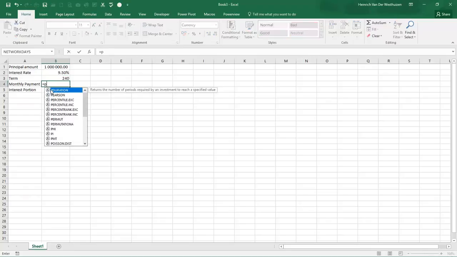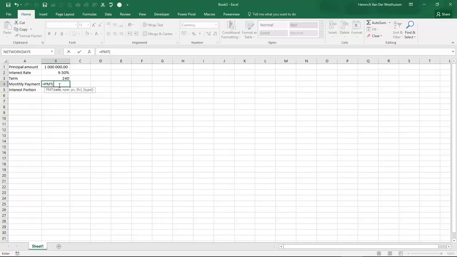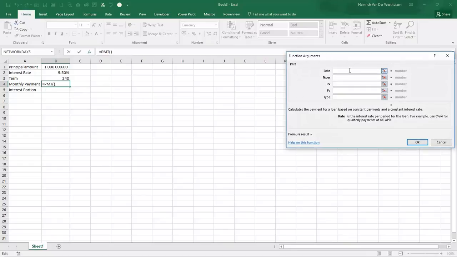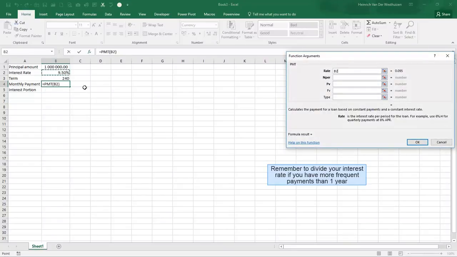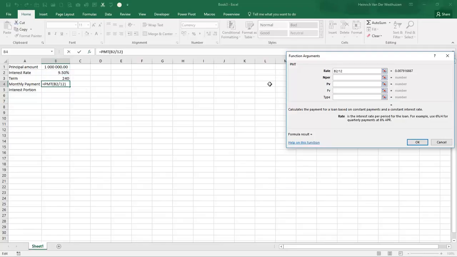So our payment function, PMT, click on our insert function. Our interest rate is 9.5%. Remember, we're working out a monthly payment, so we need to say divide by 12. Our number of payment periods is 240 months. And my present value, and I'm going to put a minus in the front because it's an out payment of R1 million, and enter.